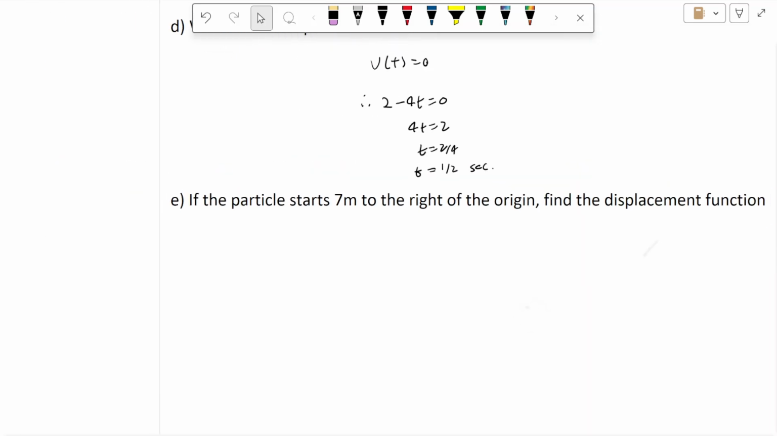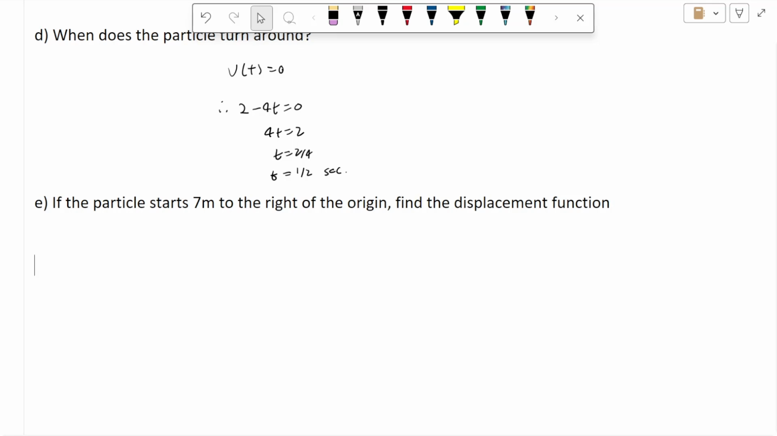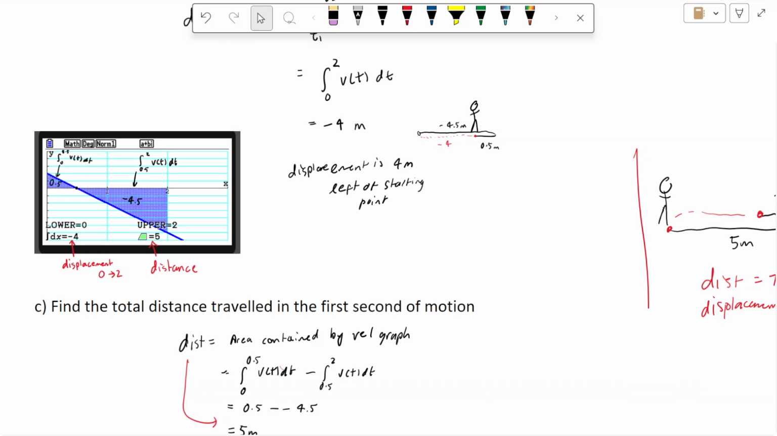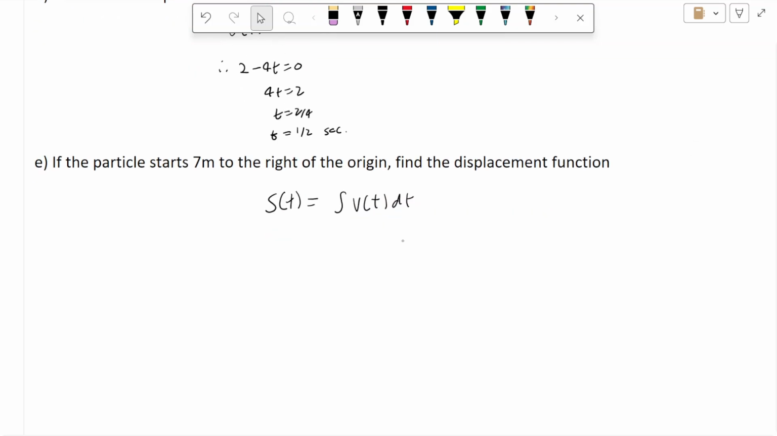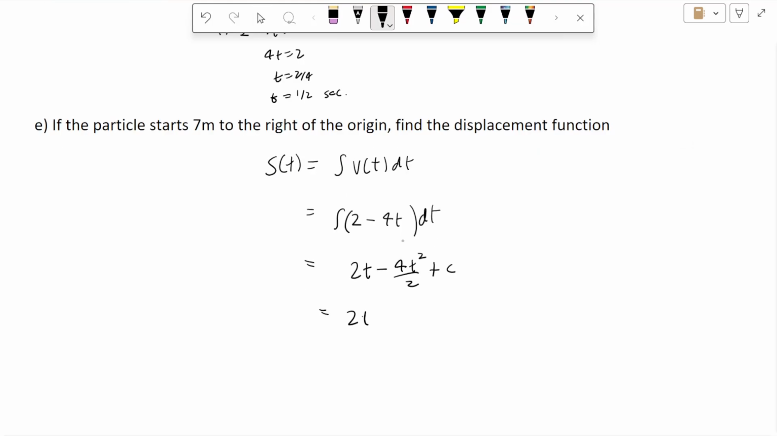Now, last thing we need to do is find the displacement function. So in general, the displacement function is the integral of the velocity function. Now, you might think this is very similar to part B, but part B was the displacement between two times. This is just the displacement function in general. So the velocity function was 2 take 4t. We got 2t take 4t squared over 2 plus c is the integral. Don't forget plus c. And then that simplifies down to this. Now, that is s of t.